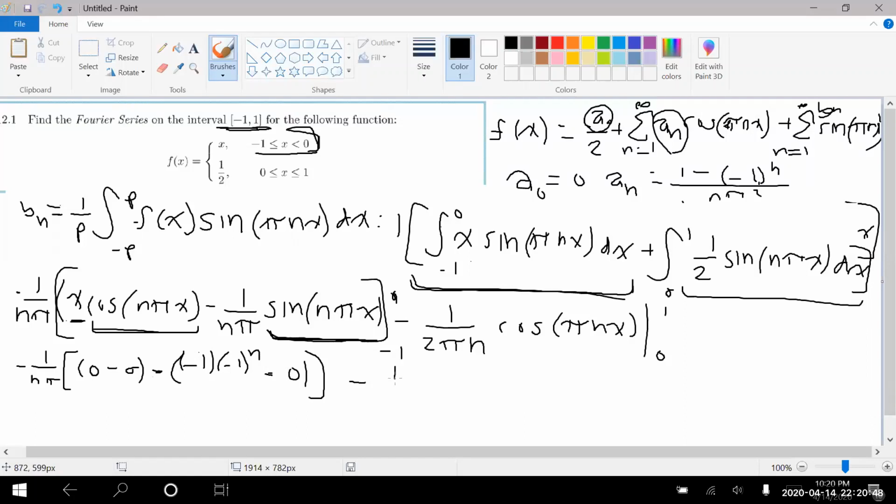So now let's evaluate this. So 2 pi over n, and then times our cosine evaluated at 1. The cosine evaluated at 1 is going to give us another negative 1 to the n. And then our cosine evaluated at 0 should give you a 1.